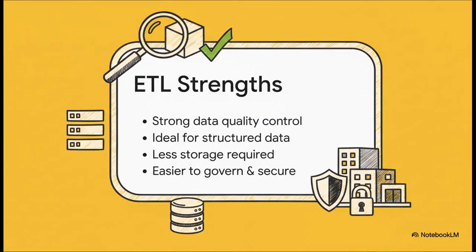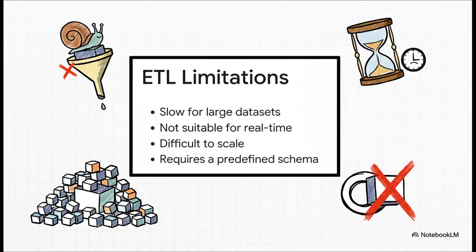So what's the big strength of this approach? It's one word: control. By transforming everything before it gets into your main system, you've basically got a bouncer at the door. It guarantees that only clean, high-quality, structured data makes it inside, which is fantastic for things like governance and security. But here's the trade-off.